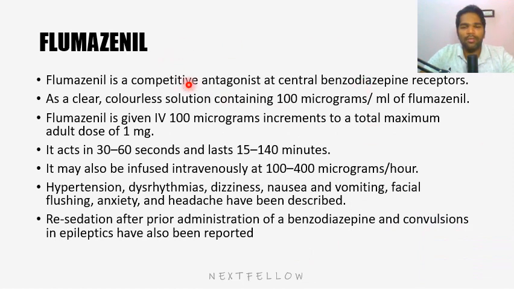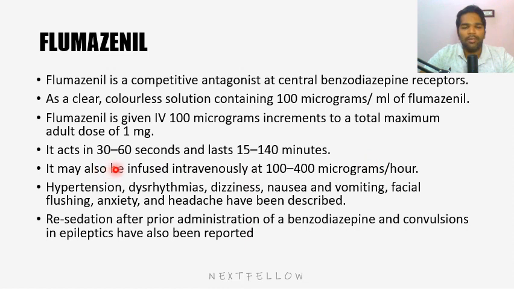Then flumazenil. This is an antagonist for benzodiazepines. That is, whenever there is a toxicity of benzodiazepines, you can use flumazenil to reverse the effect of benzodiazepine. So it is a competitive antagonist at the central benzodiazepine receptor. It is a clear colorless solution containing 100 microgram per ml of flumazenil. That is about the drug. Flumazenil is given IV, 100 microgram increments to a total dose of 1 milligram. So you can give 100 microgram as a single dose, and you can repeat this 10 times, so up to 1 milligram you can give. Each 100 microgram multiplied by 10 is 1 milligram.